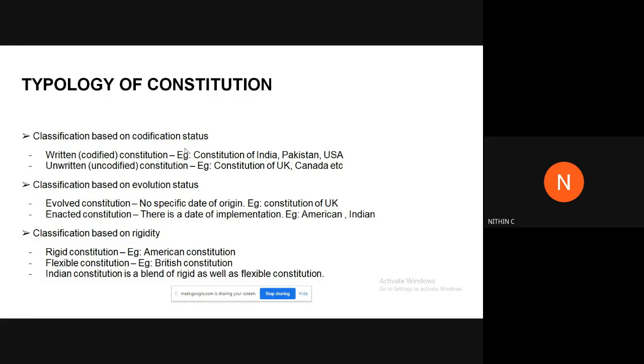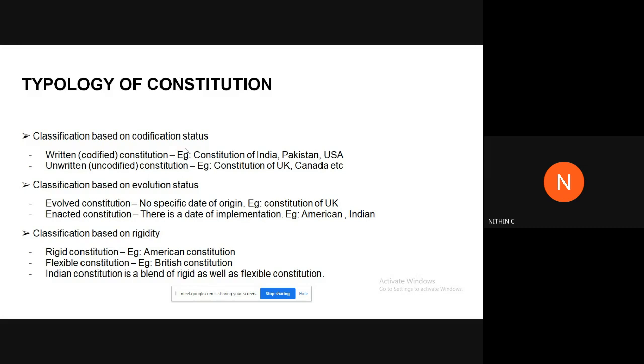Then classification based on evolution status. That is how the constitution has been evolved. Based on that, two types are there. Evolved constitution, that is, no specific date of origin. It evolved over a period of time. For example, you can say the Constitution of UK. Then enacted constitution. There is a date of implementation, as in our case. Our constitution came on a particular date, so we call it an enacted constitution. So based on the evolution status, we have two types, evolved constitution and enacted constitution.